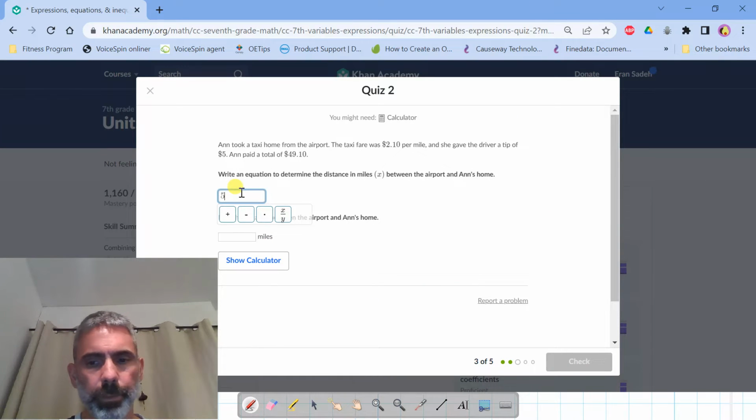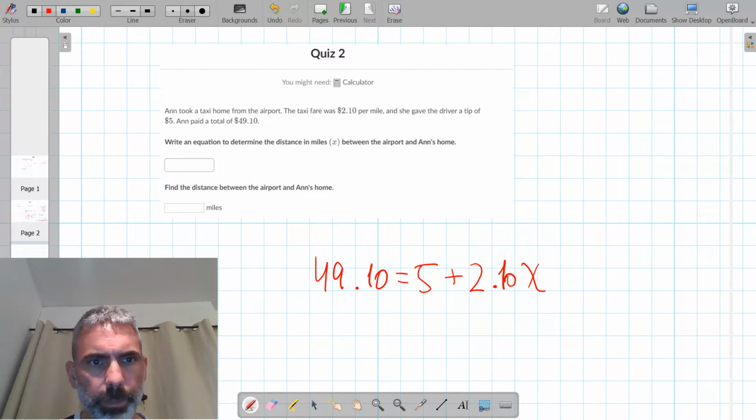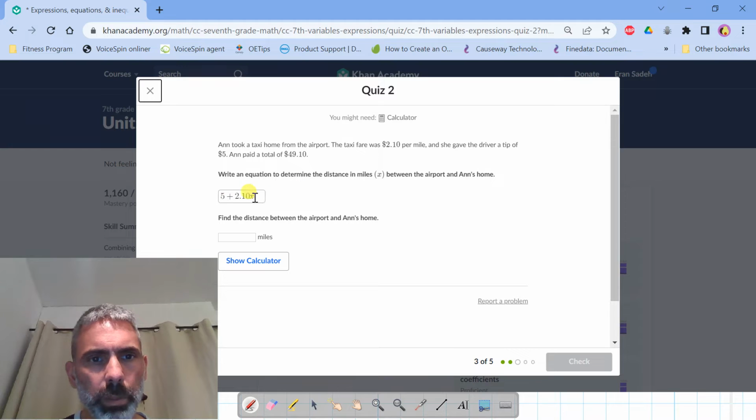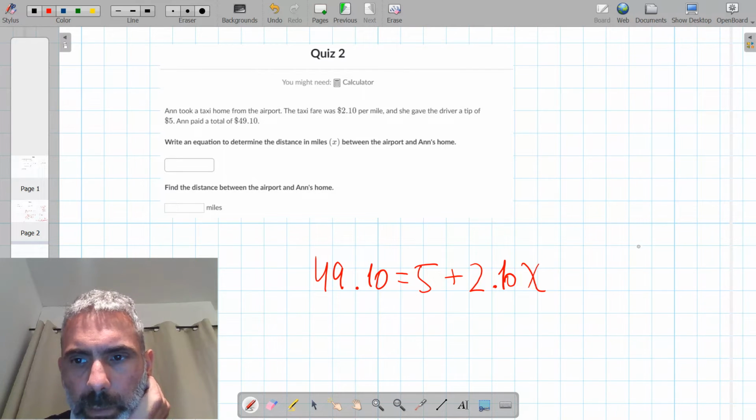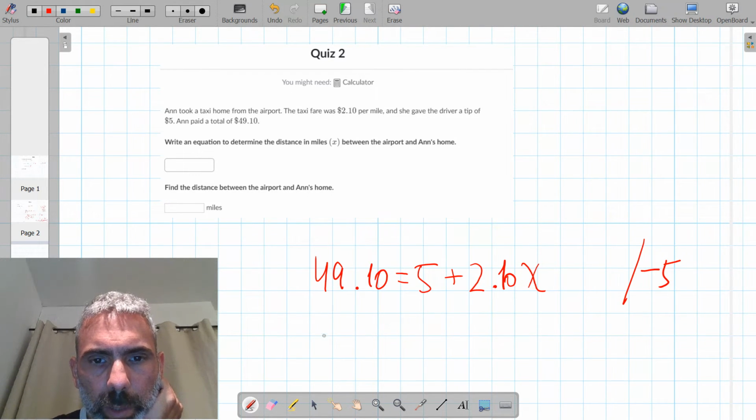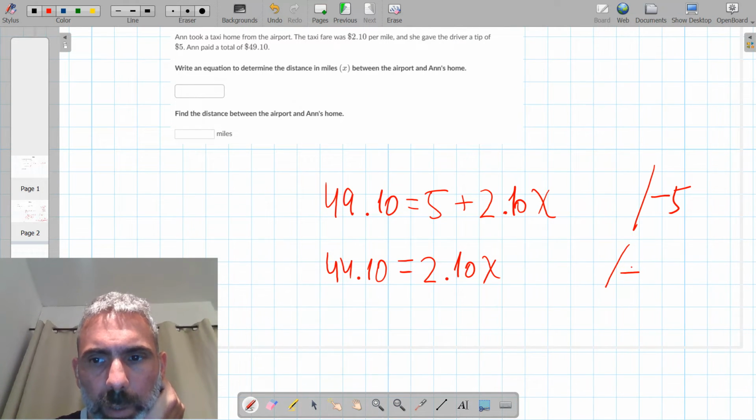So 5 plus 2.10 times x equals $49.10. So this is the equation. So now we need to subtract 5 from both sides of the equation. So here we are left with $44.10. This equals 2.10 times x. And now we need to divide both sides of the equation by 2.10.